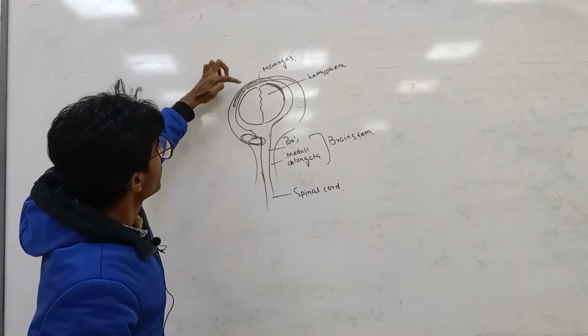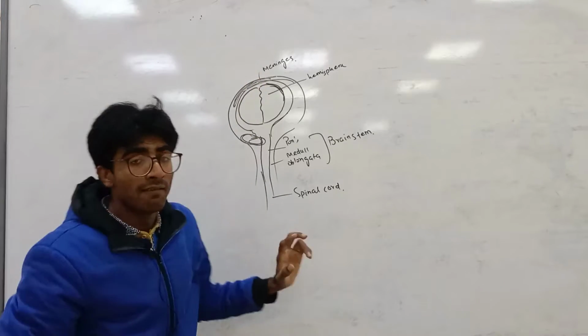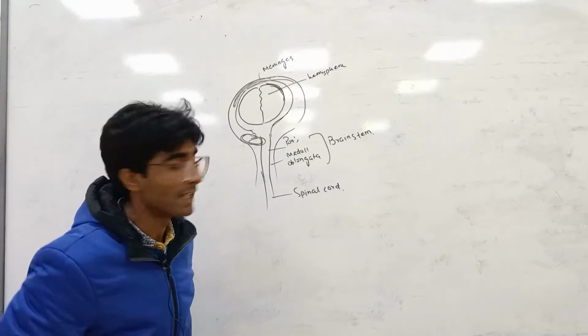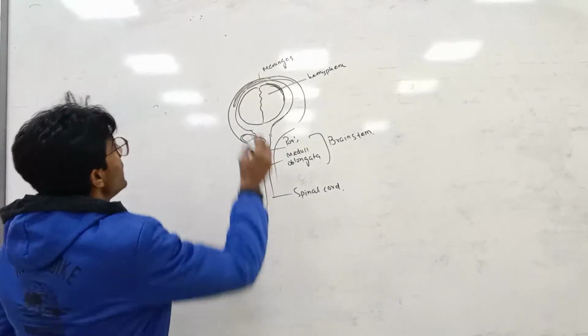Remember, when there is infection in the meninges area, infection in the three layers of the brain due to acute pyogenic bacteria, this is called meningitis.